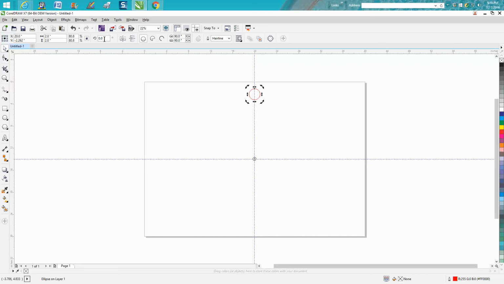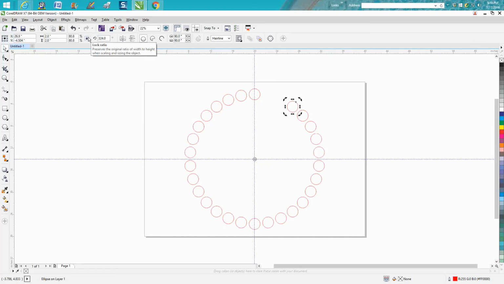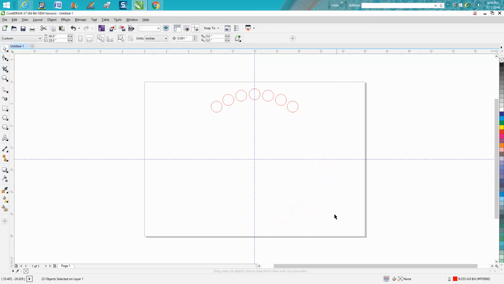So let's put 30 of these things around. Well, let's put 30, but let's make them 12 degrees. We'll fit 30. Control D again. We'll make it 24 degrees. Control D. And then you've drawn these circles all the way around. So I think that's what he's confused about.